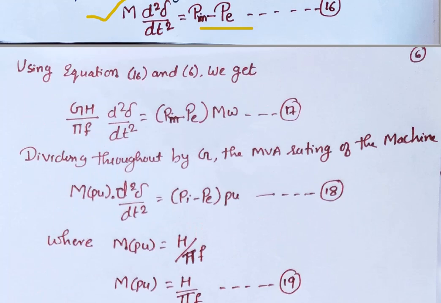So what you will get: dividing throughout by G, the MVA rating of the machine, you will get M in per unit. So d square delta by dt square equals Pm minus Pe. In some books it is given as input power. In Nagrath and Kothari they have taken only Pm. So Pm minus Pe: this is my actual power, and if I divide by G, that means G is my base three-phase MVA rating, it will become per unit.